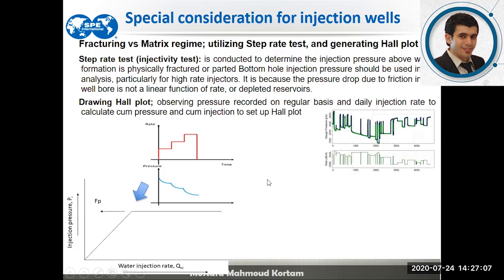Also, there is one of the examples that you can use to understand your fracturing if you don't have the tool to conduct a step rate test. Just review your performance and your injection rate versus the injection pressure. So this is the injection pressure and that is the injection rate. Either the wellhead or bottom hole, I would still prefer to utilize the bottom hole pressure if you have gauges downhole.